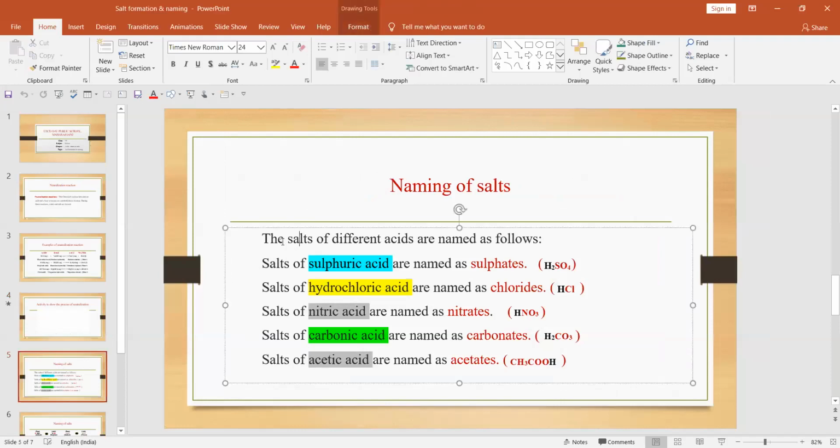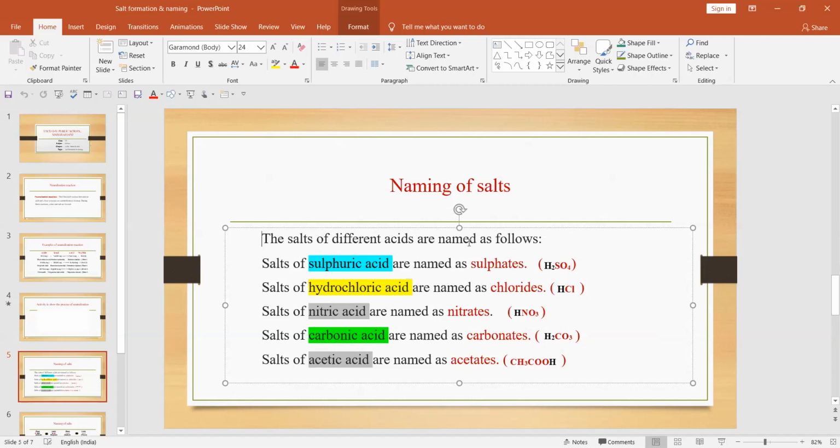Now, let us see. These are all about your neutralization reaction, how neutralization occurs in our body, and how neutralization is useful to us. Now, let us see how we name the salt which is formed during this neutralization reaction. The salts of different acids are named as follows. First, the salts of sulfuric acid are named sulfates.